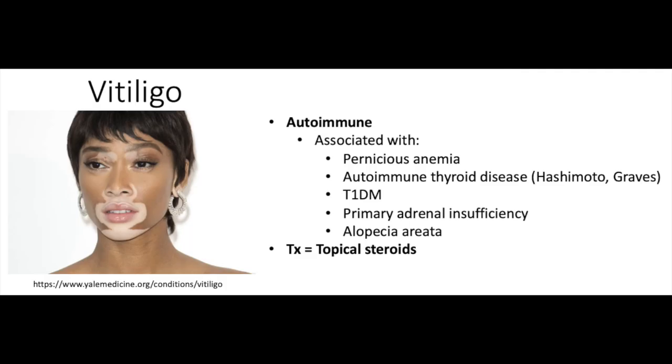Vitiligo is an autoimmune condition where your skin loses melanocytes, so it's no longer able to make pigment in certain areas. And it's important to remember that when you have one autoimmune disease, you have more risk for other autoimmune diseases. So for example, a patient with vitiligo might also have pernicious anemia, type 1 diabetes, thyroid conditions, alopecia areata, primary adrenal insufficiency. These are just a few examples. And to treat vitiligo, you can do topical steroids.